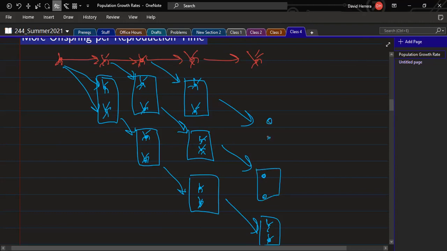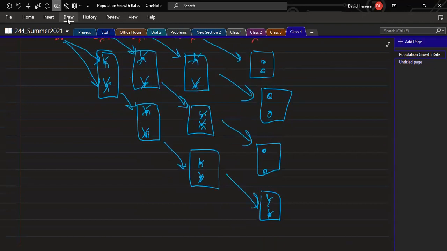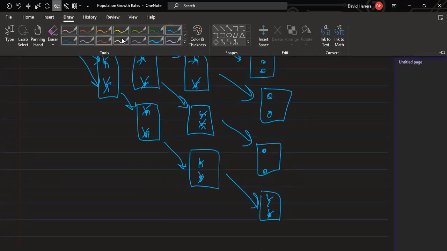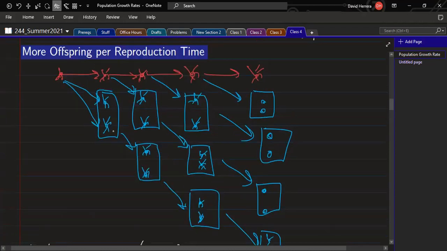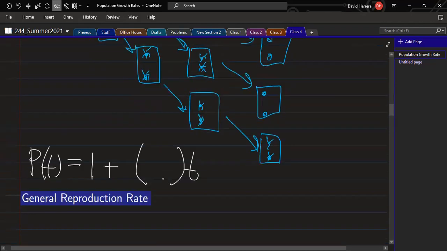So I'm going to start just drawing dots for the bacteria. So what do we see here? How can we express the population? So P of T starts off at 1, and it's increasing at a certain rate times T. And what is this rate? Well, if this time step is 1, so if this was T equals 0, then this is T equals 1. Then when we go from here to here, we increase by 2. We go from here to here, we still increase by 2. It's these right here that are the change. So we have 2.